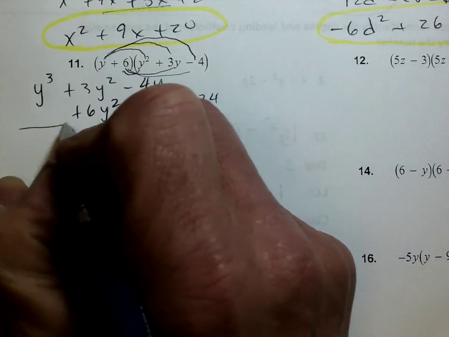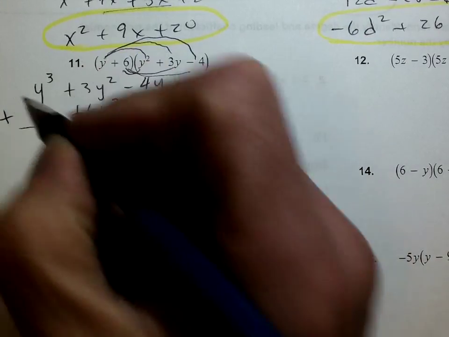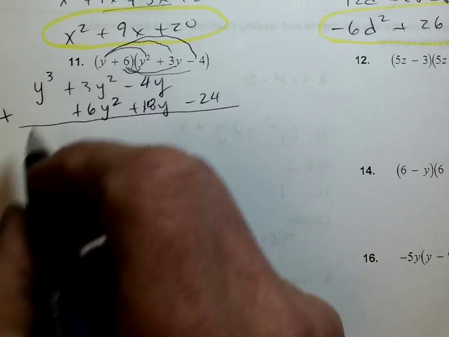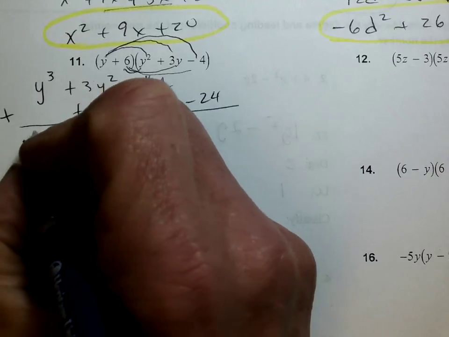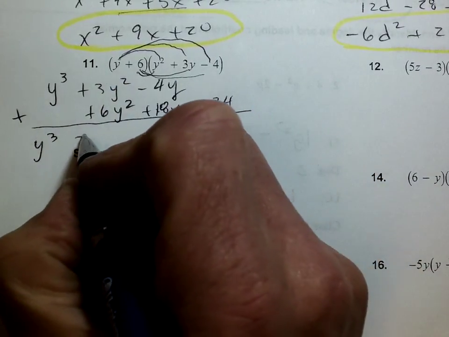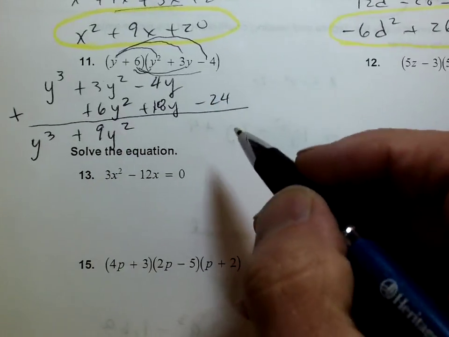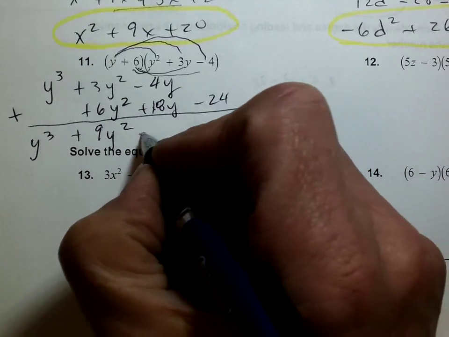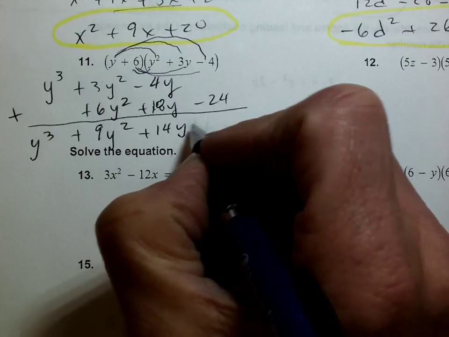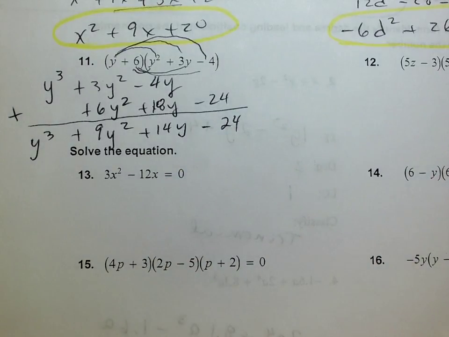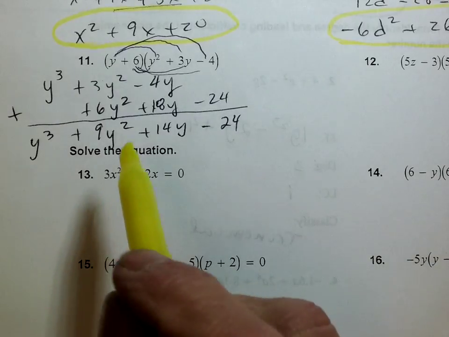So by lining them up, y squares with y squares, y's with y's, then when it comes to adding them, I've got it all lined up. Makes it easy for me. Bring down my y cubed. That'll make a positive 9y squared. This will be a positive 14y minus 24. There's my superfoil, huh? Wait, why is there a 9y?